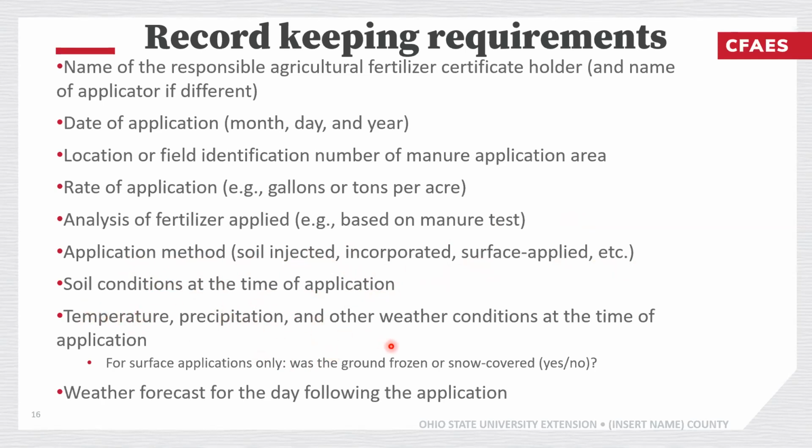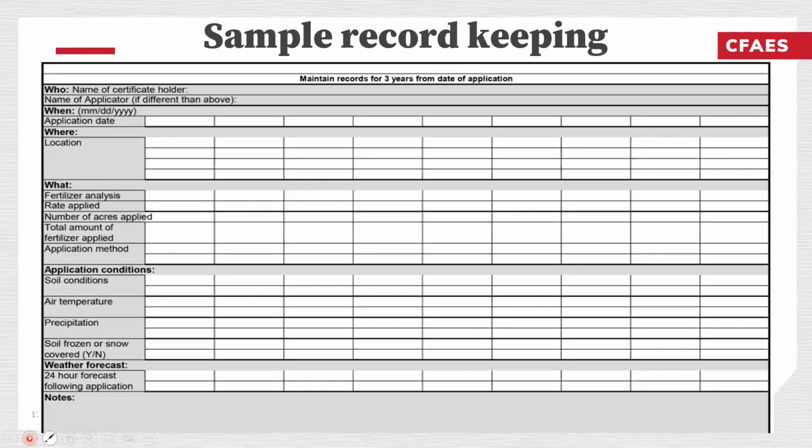Temperature, precipitation, other weather conditions at the time. If you're going to do a surface application, was the ground frozen or snow covered? All needs to be included in your application. And then not just write down what the weather is, but you actually need a copy of the weather forecast for the next 24 hours included in your manure records.